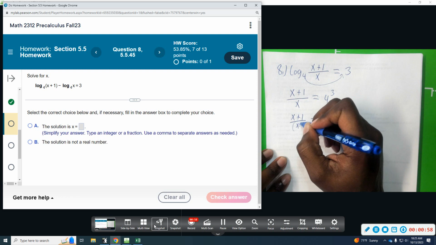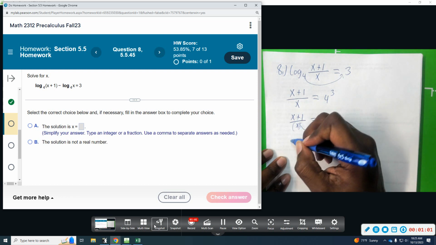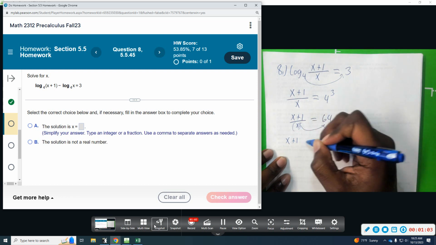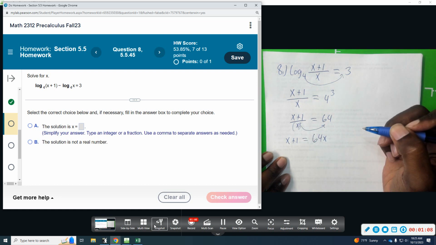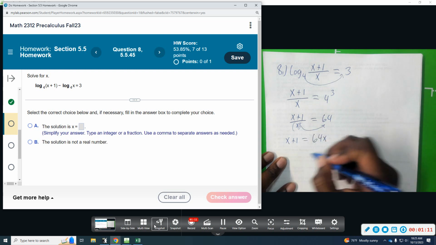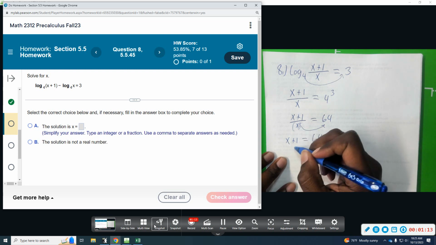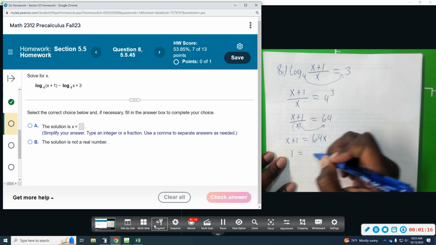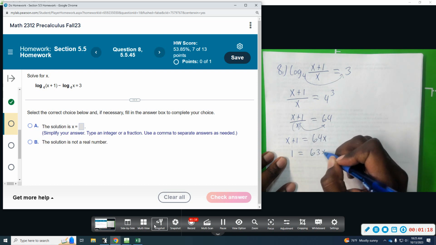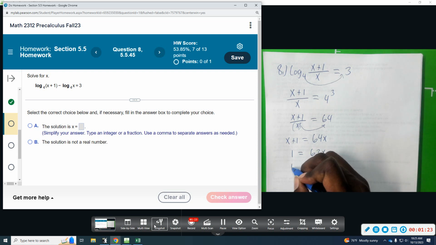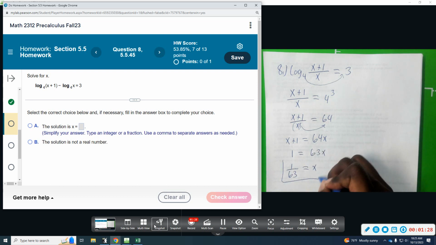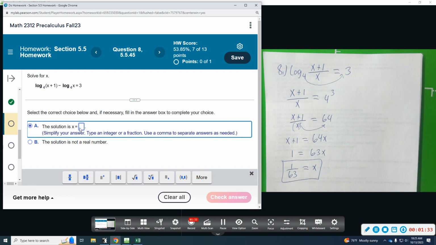I'm going to multiply by x to get rid of the denominator, and that will give us x plus 1 equals 64x. If I were to subtract x, that would get both my x's on the same side, so that would give me 1 equals 63x. And then to get x by itself, we would divide by 63. So that would give me 1 over 63 equals x. So this will be our final answer. 1 over 63 equals x.